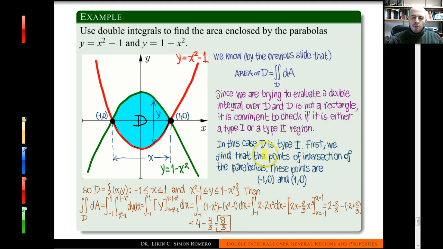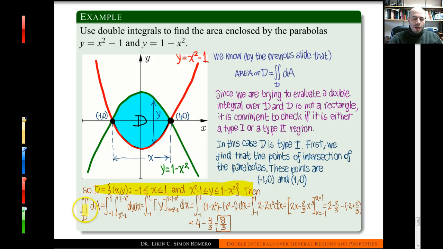First, we have to find the points of intersection of the parabolas. In this case, the points are (-1, 0) and (1, 0). So the region D, as I said, is described like this. The y moves between these two parabolas. The parabola on the bottom is the red parabola, y equals x squared minus 1, and the parabola on the top is the green parabola, so it's y equal to 1 minus x squared, that is over here. And then the x moves between -1, that is the x coordinate of this intersection point, and 1, that is the x coordinate of the other intersection point.